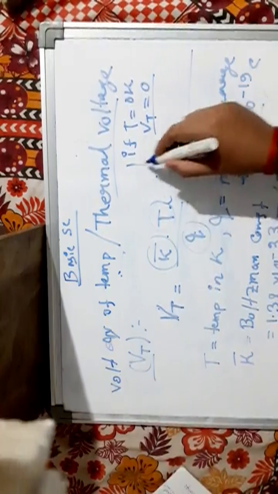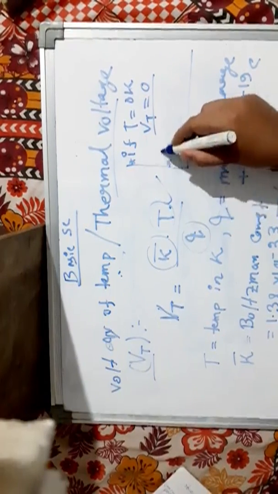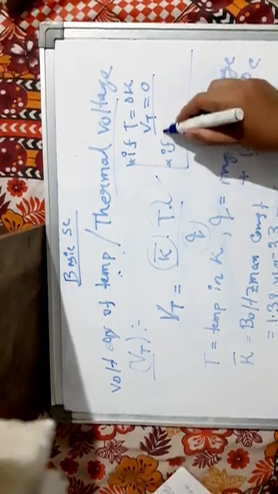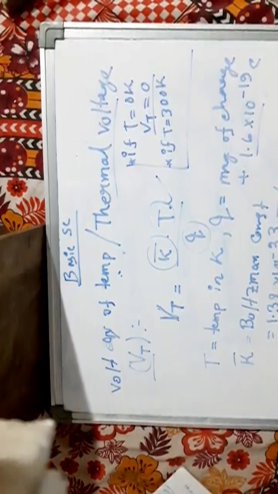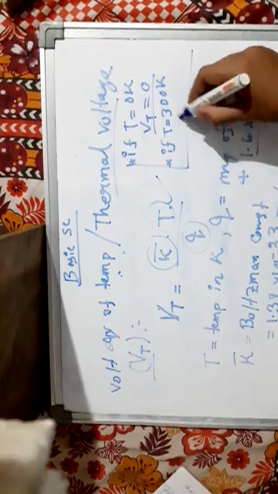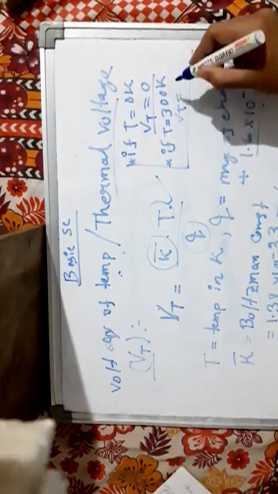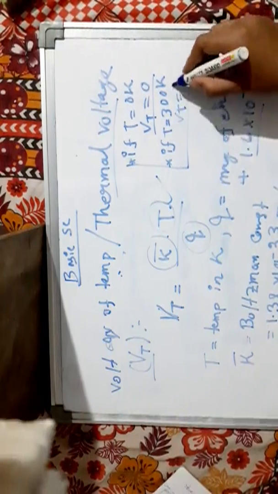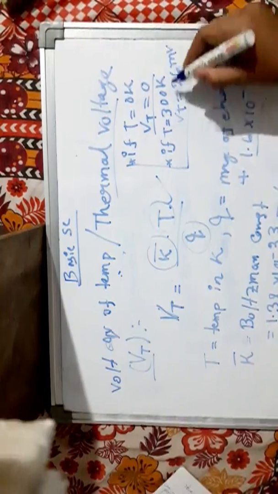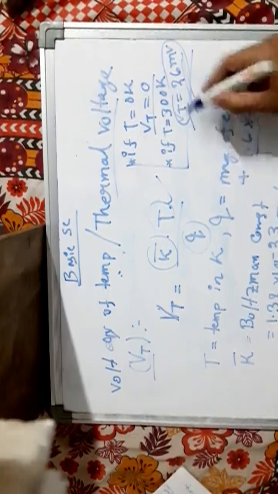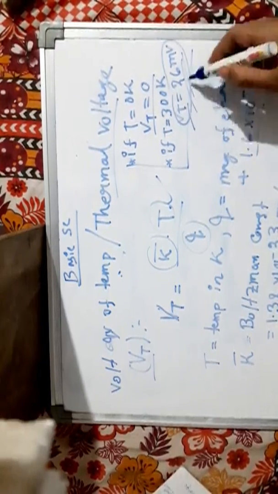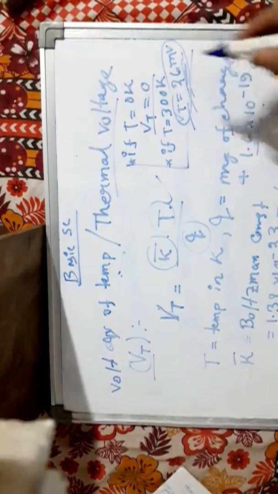And if T equals 300 Kelvin, that is the room temperature, in room temperature we get the value of V_T equals 26 millivolt. This needs to be remembered. That is the thermal voltage at room temperature. Now, how is this calculated as 26 millivolt? Let's discuss later.